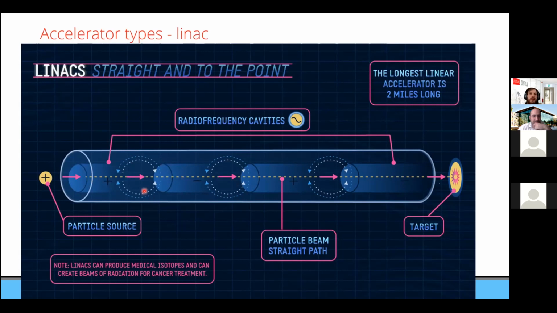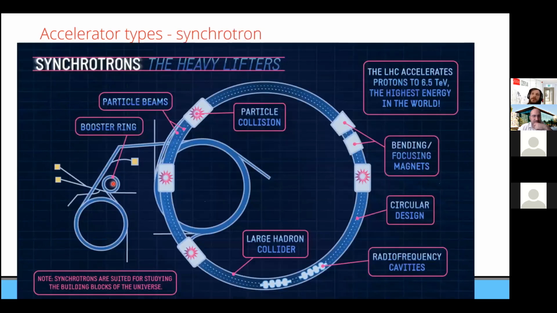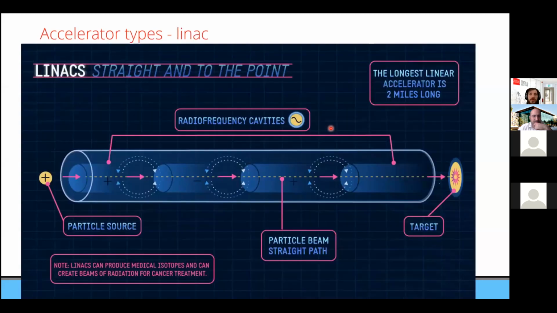You don't need so many magnets here, just to fix some of the positioning. But in actuality, you need a lot of cavities, and these cavities need to be superconductive. For example, in synchrotrons, the bending and focusing magnets need to be superconductive, and I will talk a bit about this later.